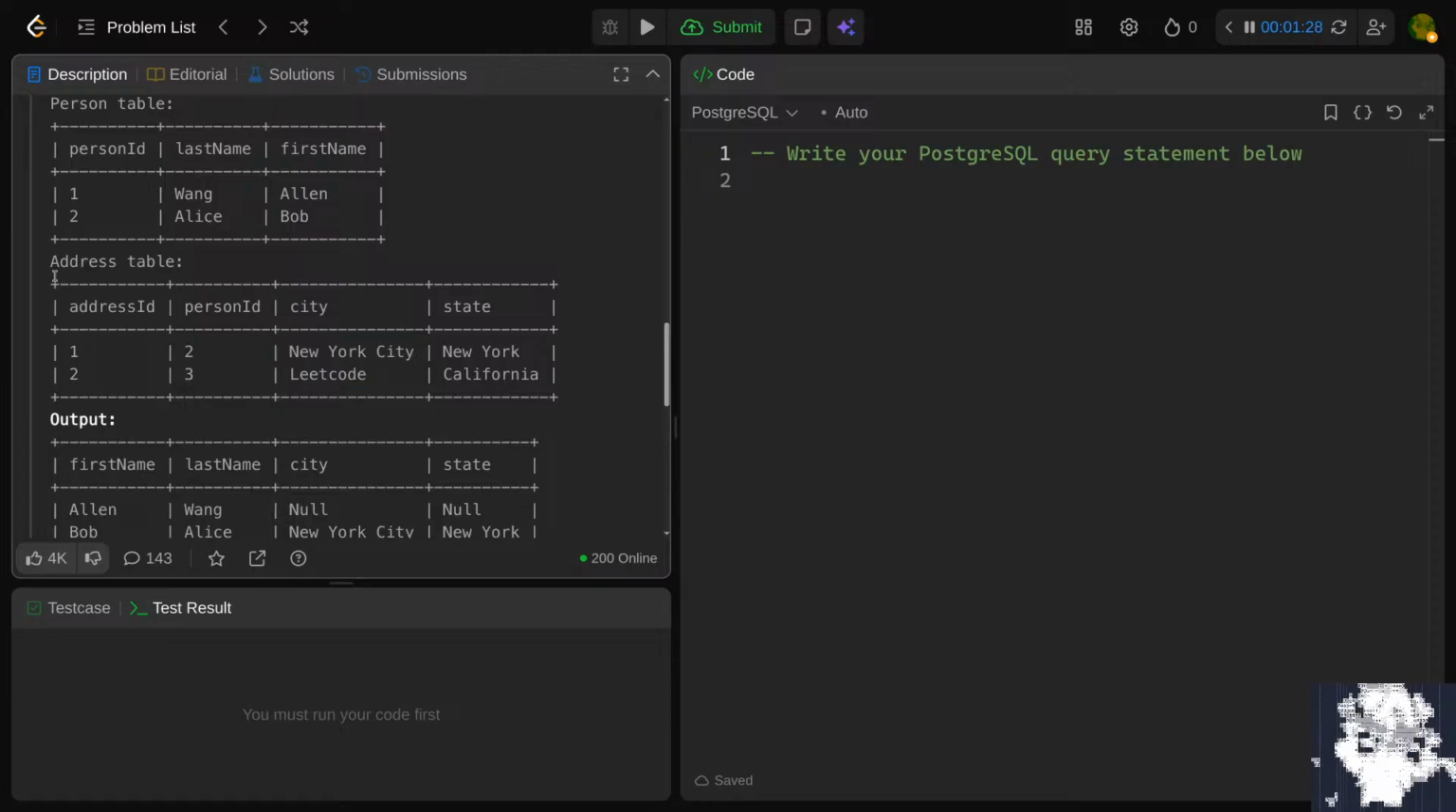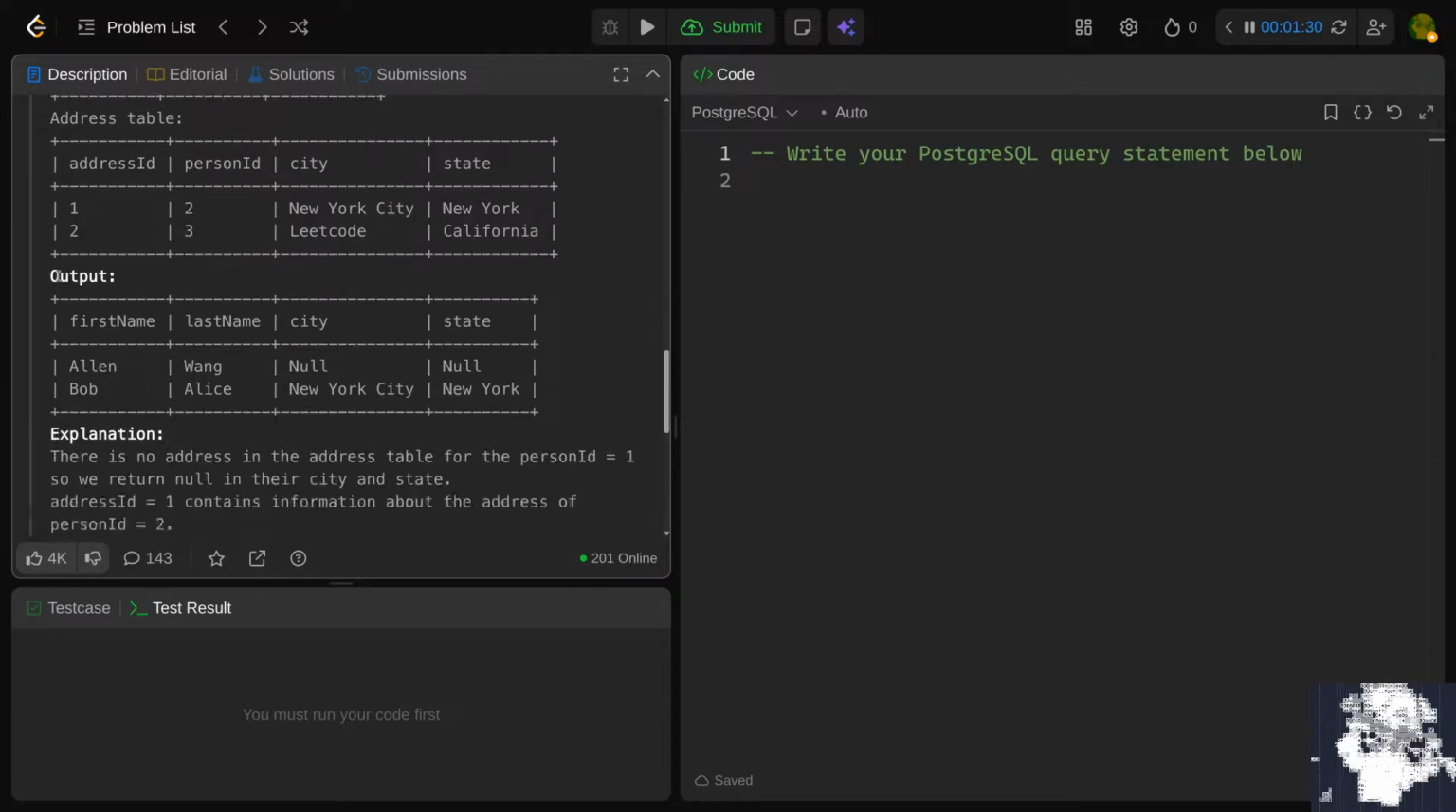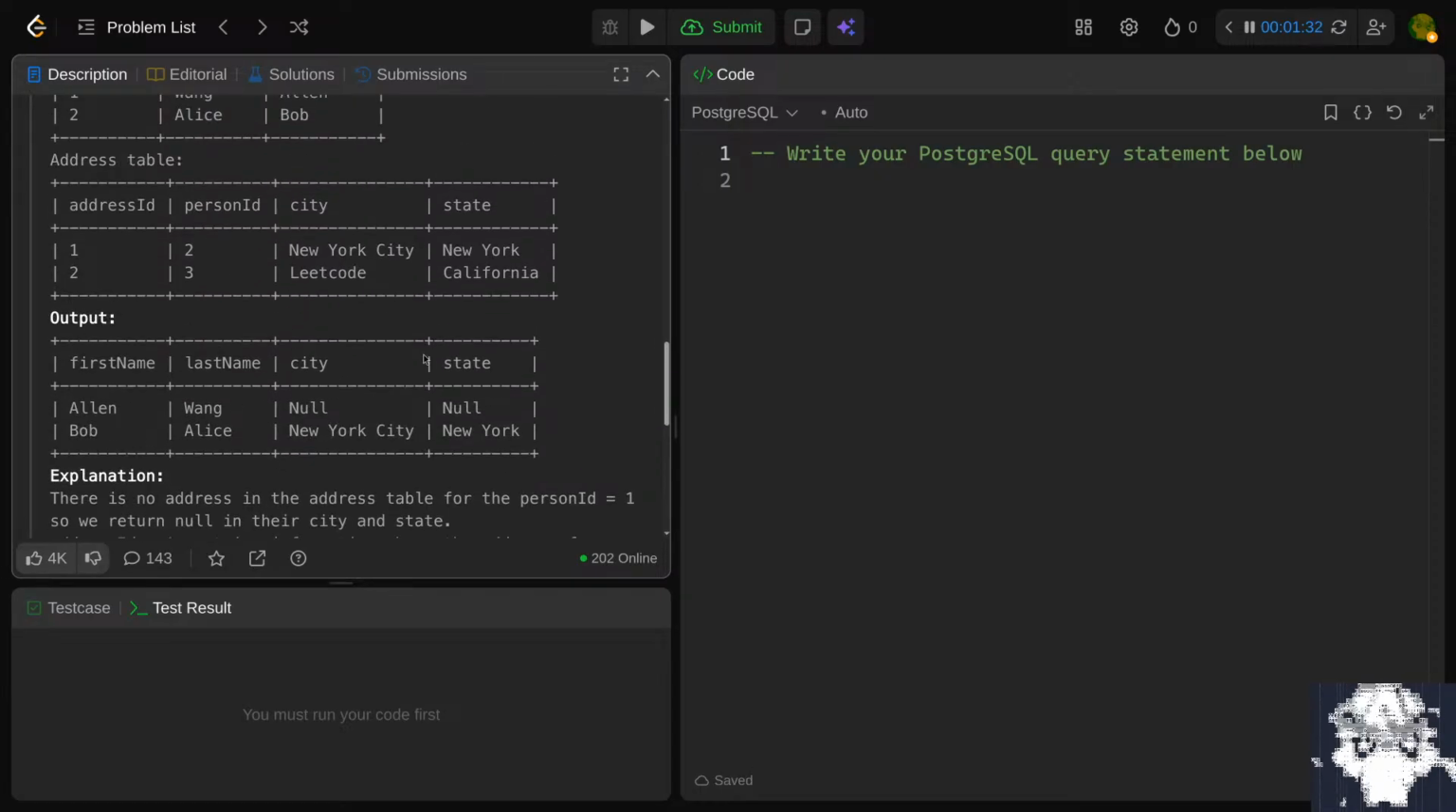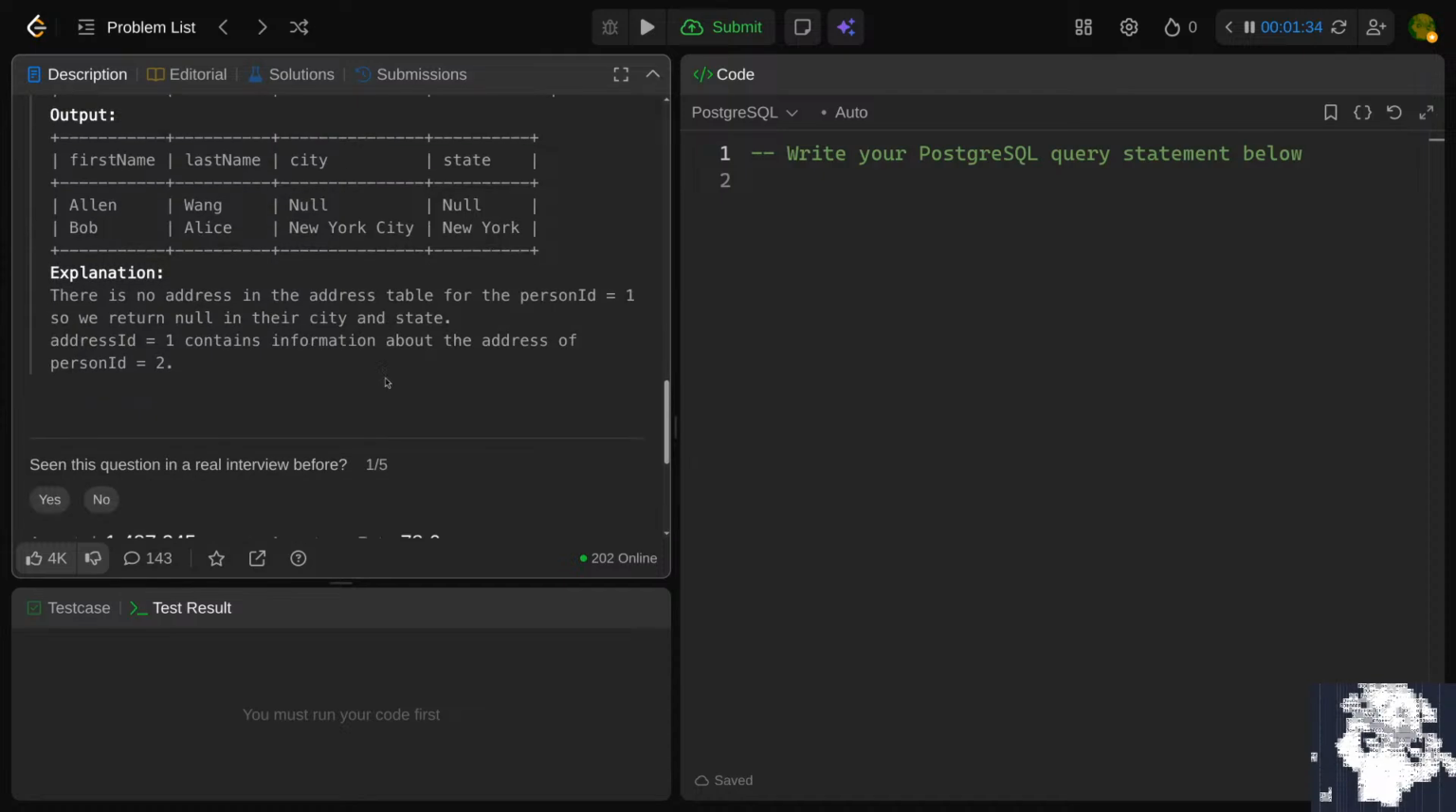This is just an example. These are people's addresses, and the output should be first name, last name, city, state. There's no address in the address table for person ID equals 1. That's why they ended up with a null.